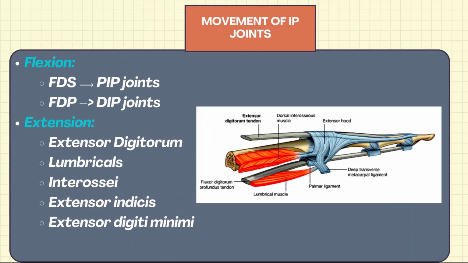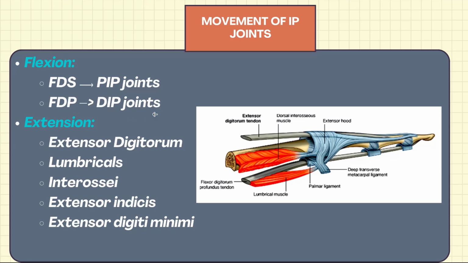Now let's talk about the movements of the interphalangeal joints. So what allows for flexion? We just covered these. The flexor digitorum superficialis is going to allow for the PIP joints to flex, and the flexor digitorum profundus is going to allow for the DIP joints to flex.